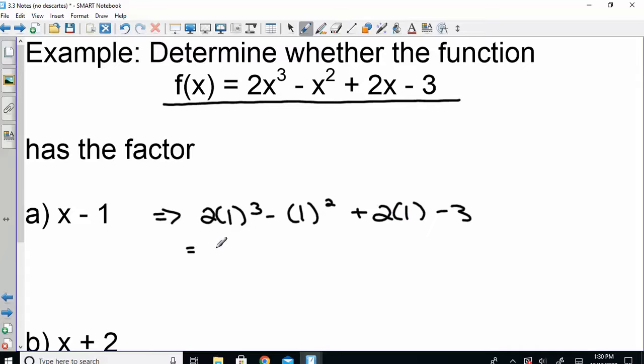And what'd you get out? 0. So, is this a factor? Yes, it divides evenly. We divide and we get a remainder of 0, so it works.